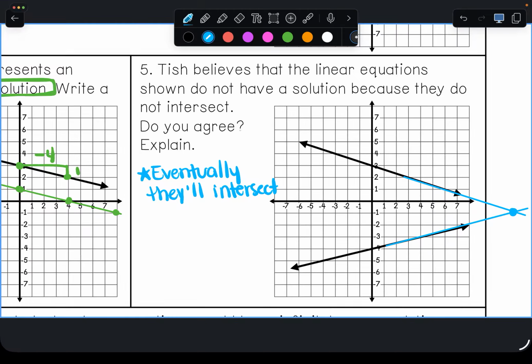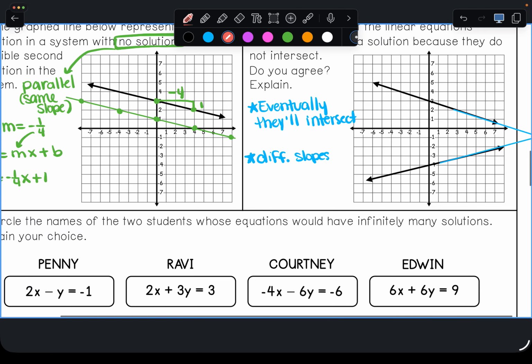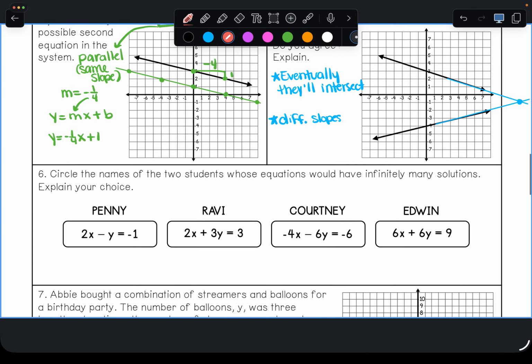So we first need to graph this to figure out how many streamers, how many balloons. They want us to find the number of each item. The very first equation is a one-step equation. All we do is subtract x, or minus 1x. So you get y is equal to negative 1x plus 9. Start at the 9 and go up to the left or down to the right.